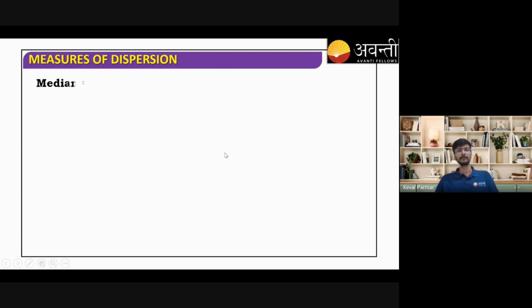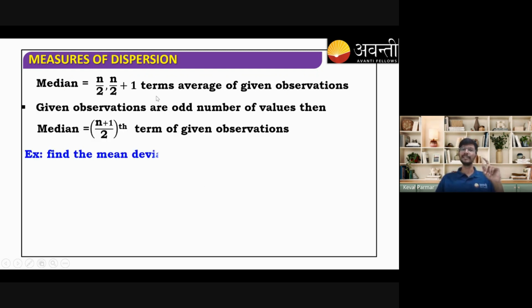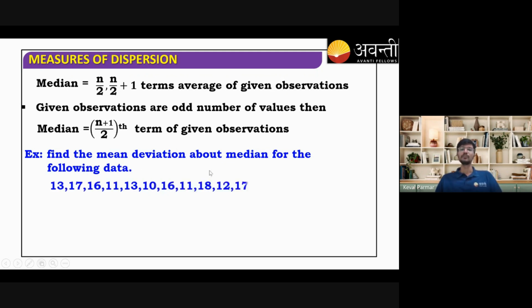Correct? So the median is equal to the n by 2 th term and the n by 2 plus 1 th term if n is even, and if n is odd, then the (n plus 1) by 2 th term. So here is the question. So first, let us try to arrange it in ascending order. Correct?